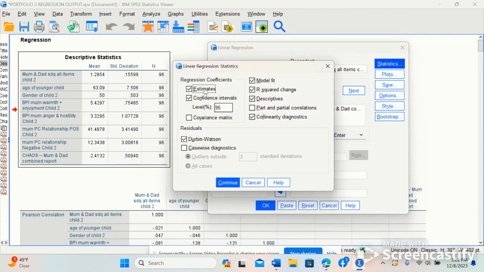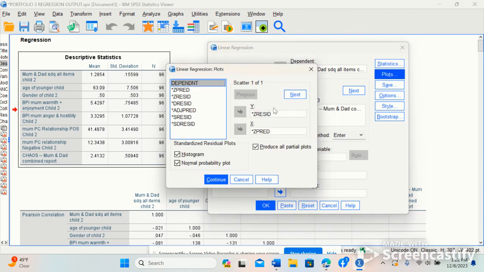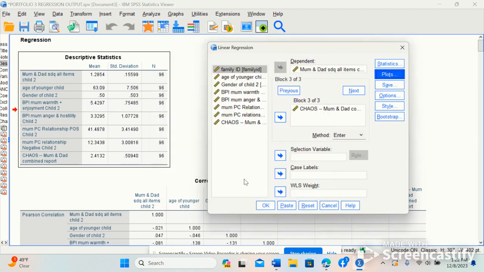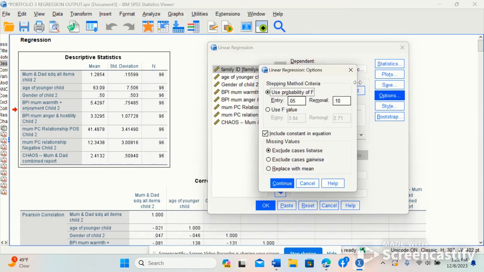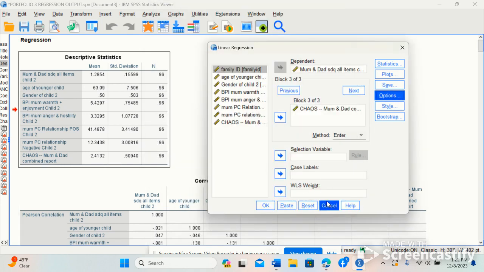Went to Statistics, did confidence intervals, model fit, R-squared change, descriptives, collinearity diagnostics, Durbin-Watson. Plots: ZRESID in, ZPRED. Down here, produce all, histogram, normality. For Save, I did standardized, unstandardized, standardized, adjusted, Cook's. And then I pressed OK.